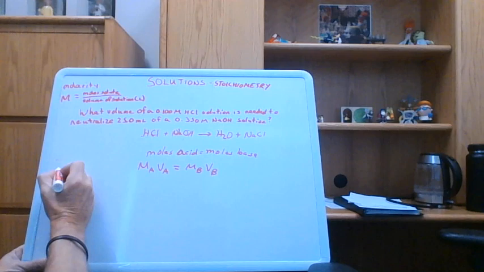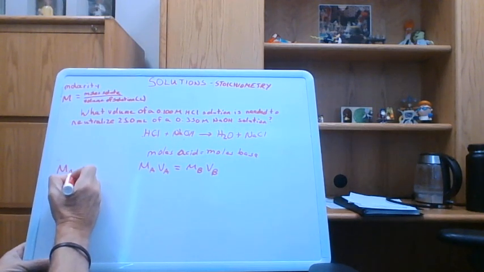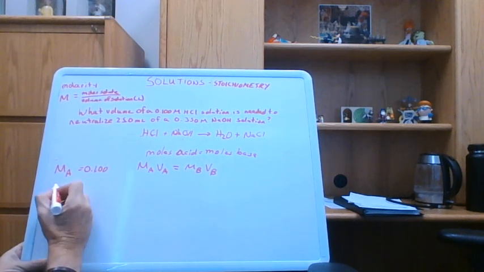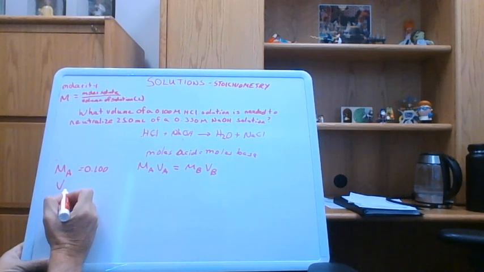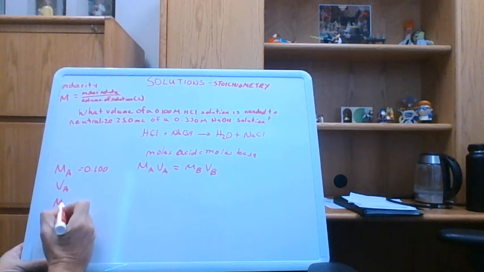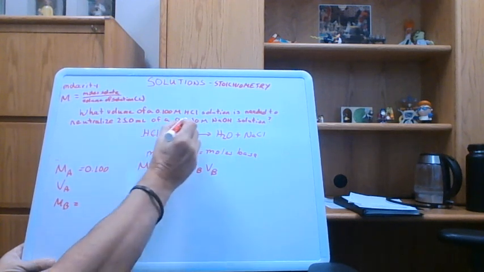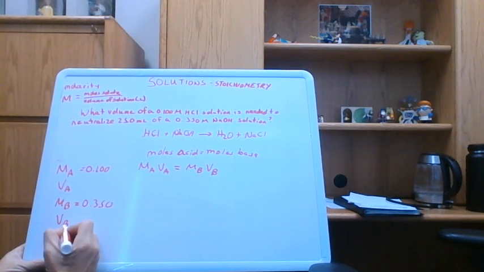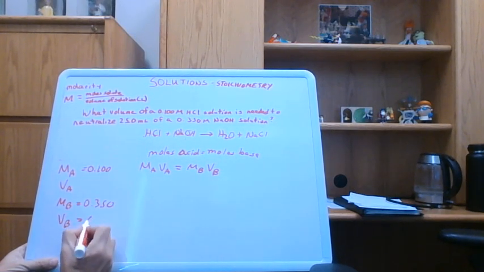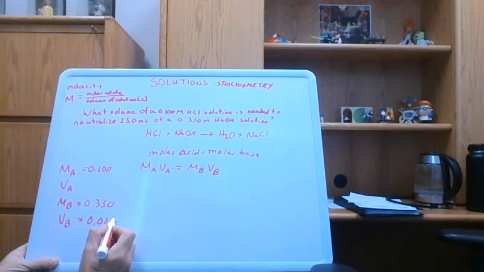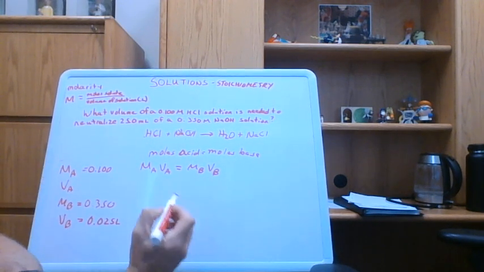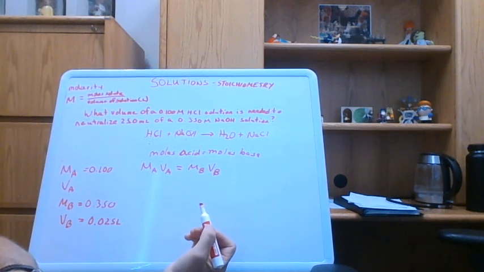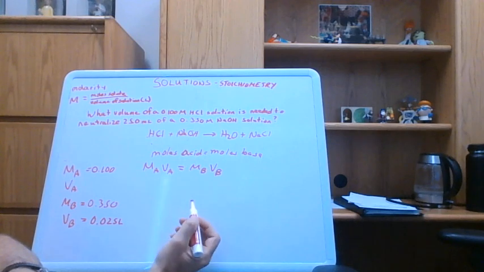So we could have rearranged this and said the molarity of our acid is 0.100. We're looking for the volume of the acid. The molarity of our base is 0.350. And the volume of our base is this 25 milliliters, which is the same as 0.025 liters. So again, this only works if it's a 1-to-1 relationship. Then it just becomes a dilution problem, and it's much easier to solve.